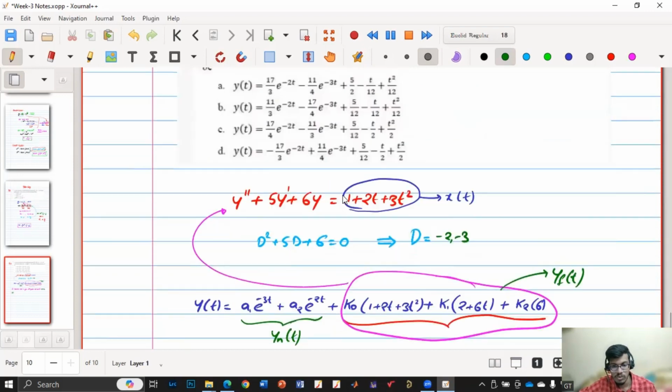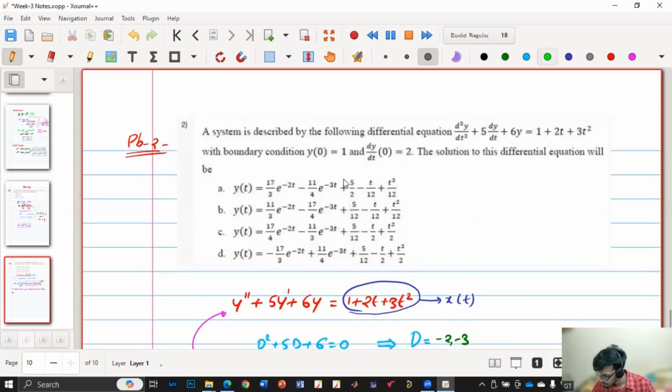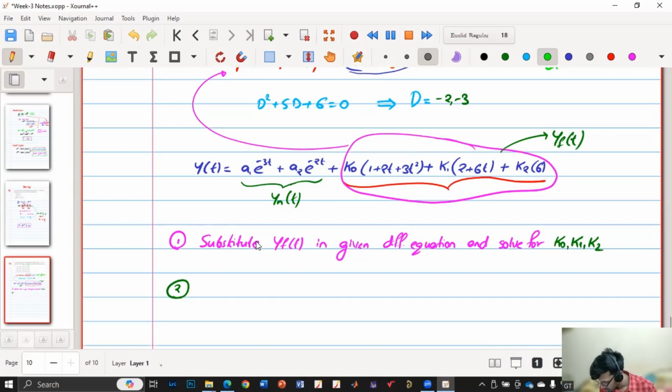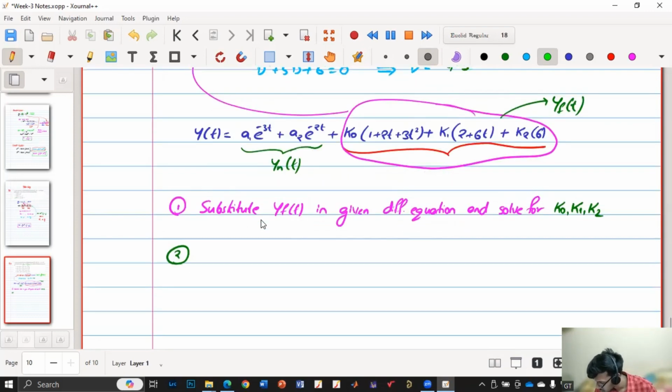How do I find a1, a2? They have given the boundary conditions: y of 0 is equal to 1 and dy by dt of 0 is equal to 2. So y of 0 is nothing but you substitute 0 here, it will be a1 plus a2 plus k0 plus 2k1 plus 6k2. That is y of 0. So we have y of 0 is 1 and the other one is 2.